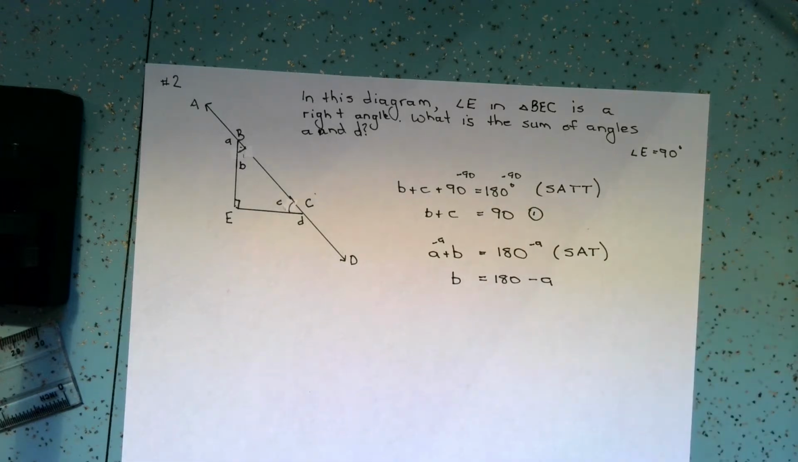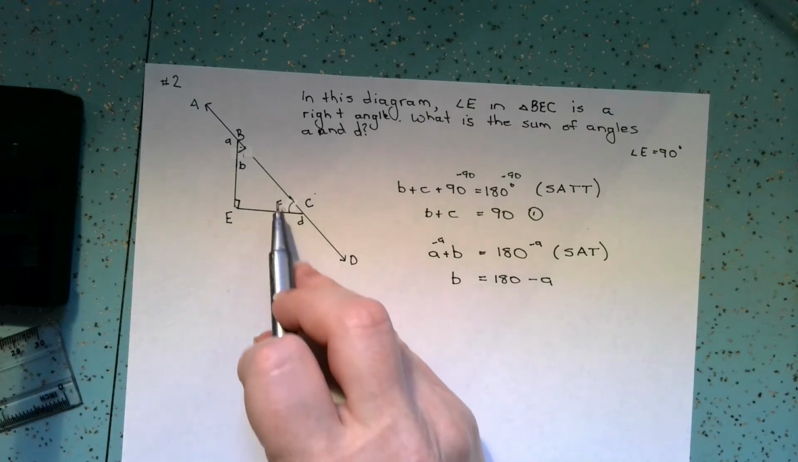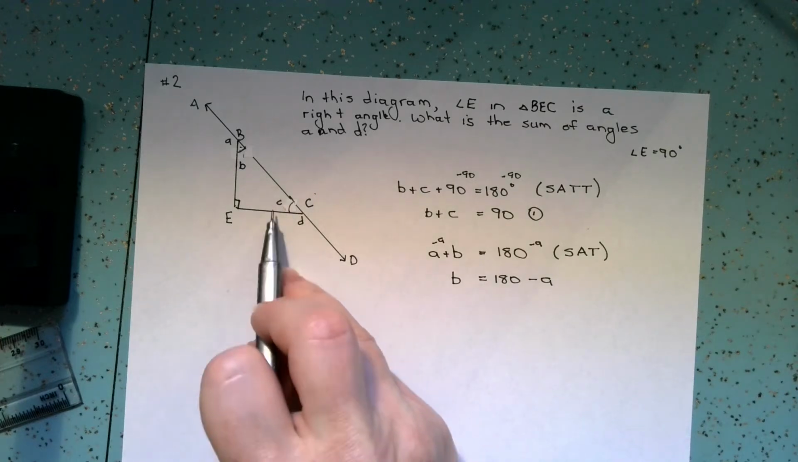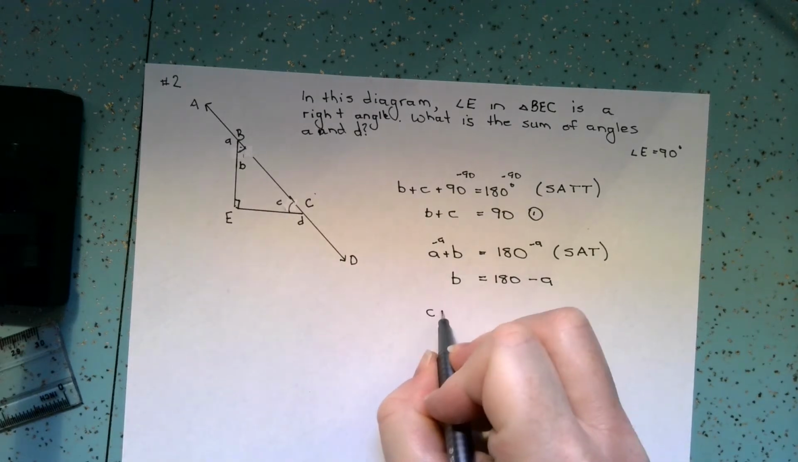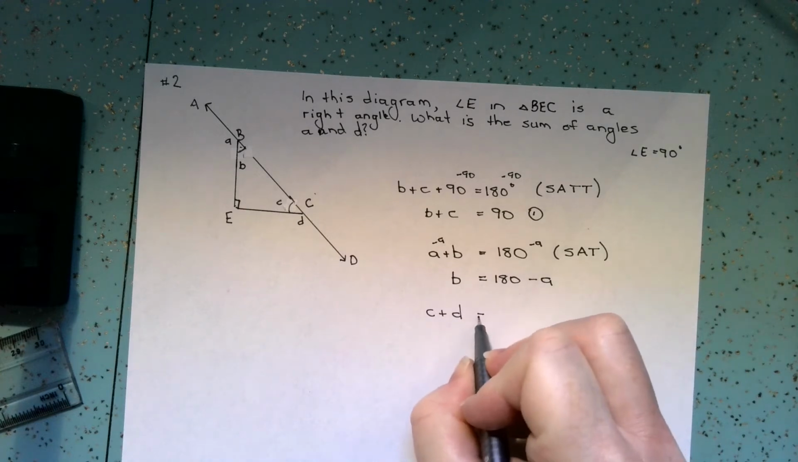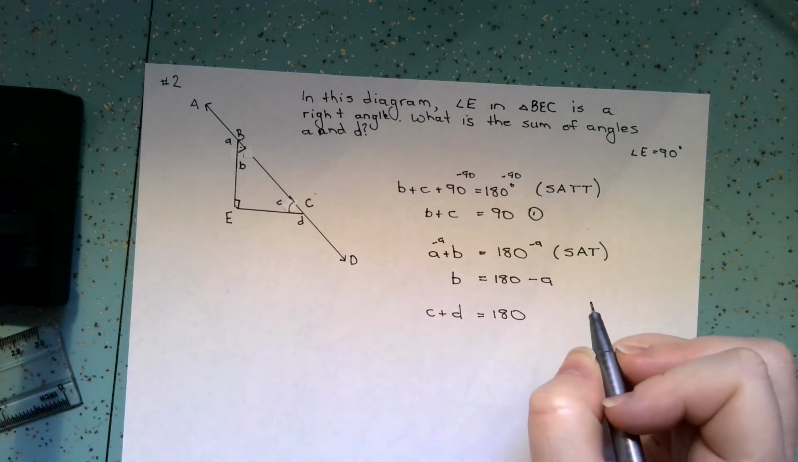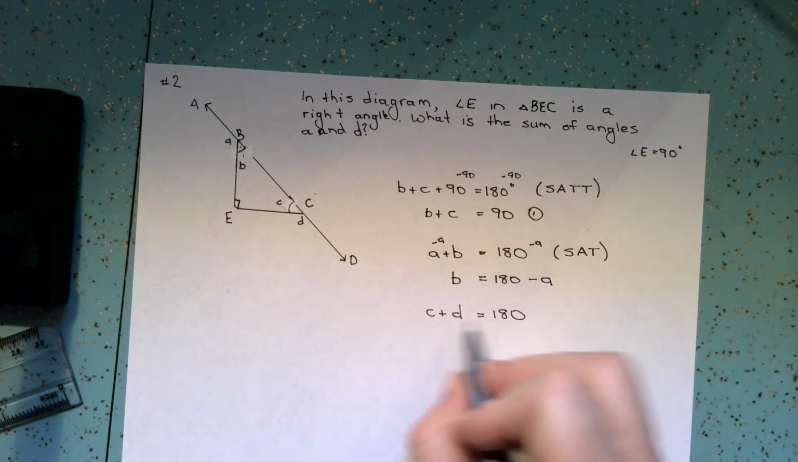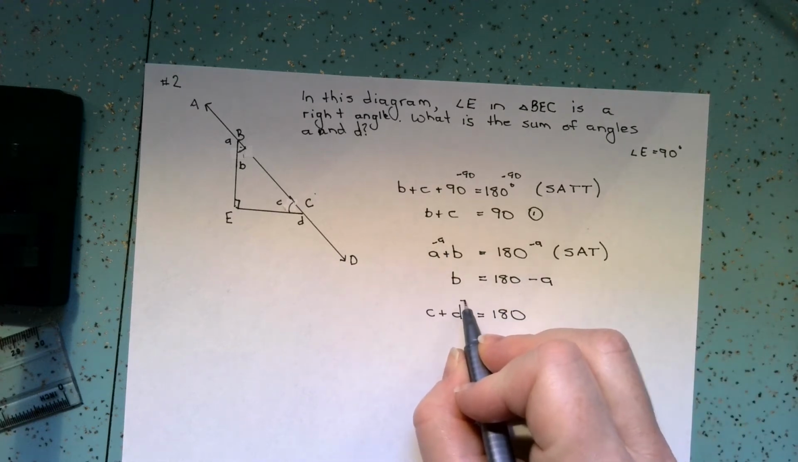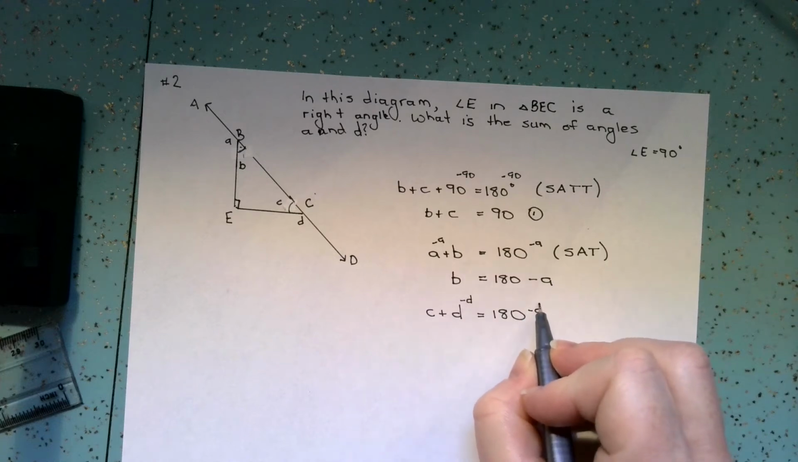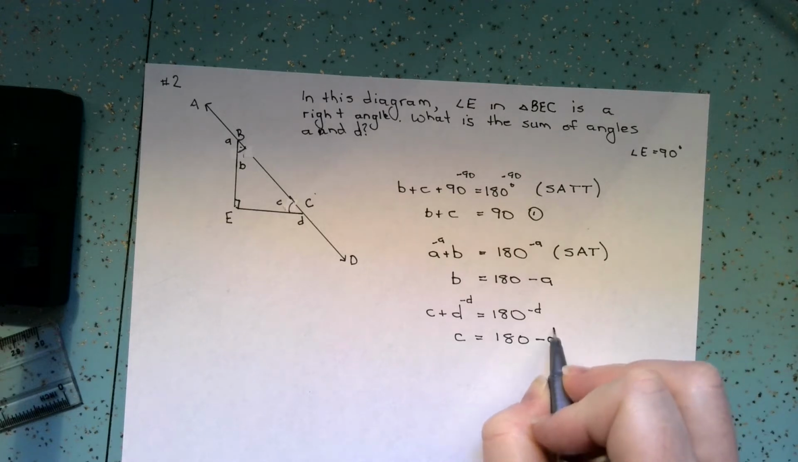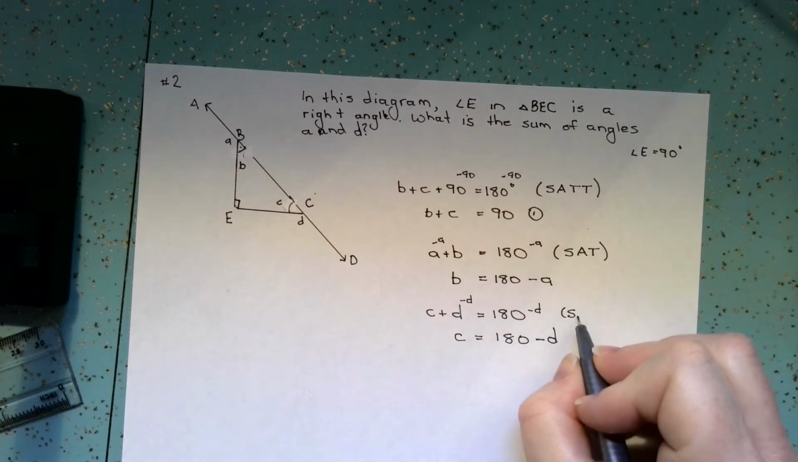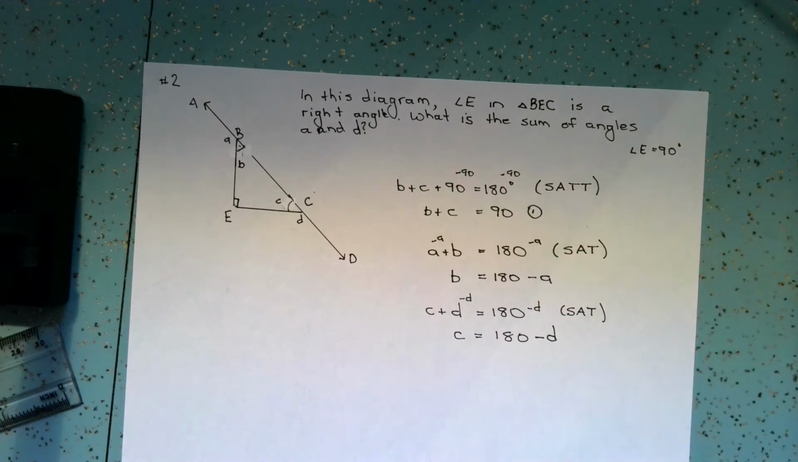So my next step then is to say, well, what about here? I have another rule. I know that C and D also add up to 180. So I'm going to try that. So C plus D is equal to 180. Well, I need C up here, so I'm going to rewrite this one again. I'm going to subtract D from both sides. And now I know that C is equal to 180 minus D. And this one was also the supplementary angle theorem. There are other theorems that I could have used, but I'm going to see if I can get anywhere with these ones.